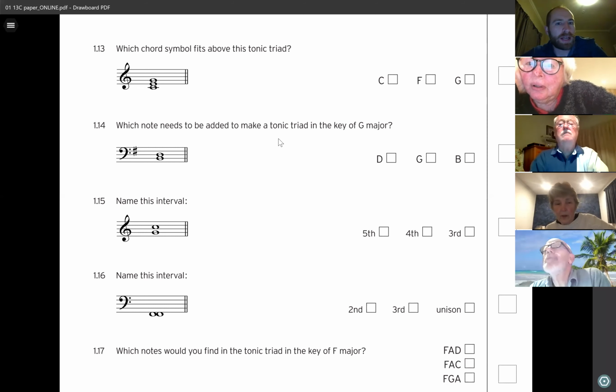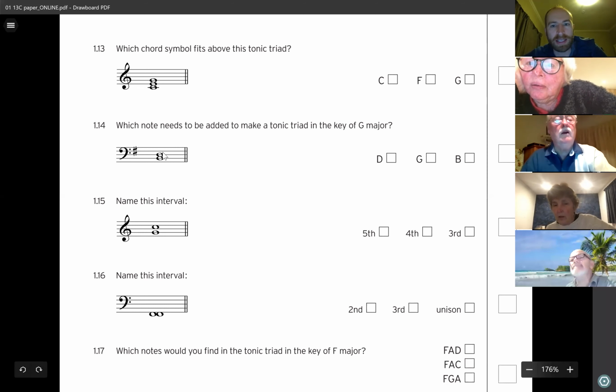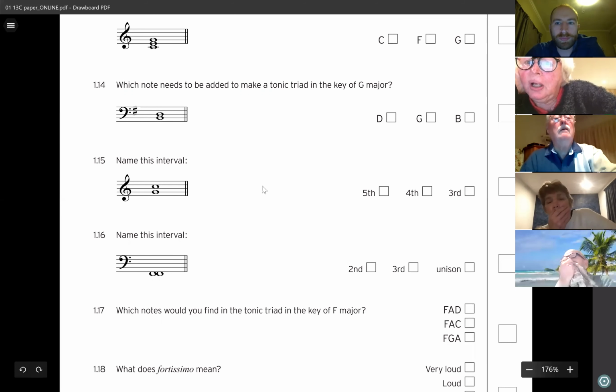Good boys deserve fine apples, or was it our rhyme for the lines? So, triad. We needed a tonic triad in G major, so we had B and D. We need to add the G at the bottom.